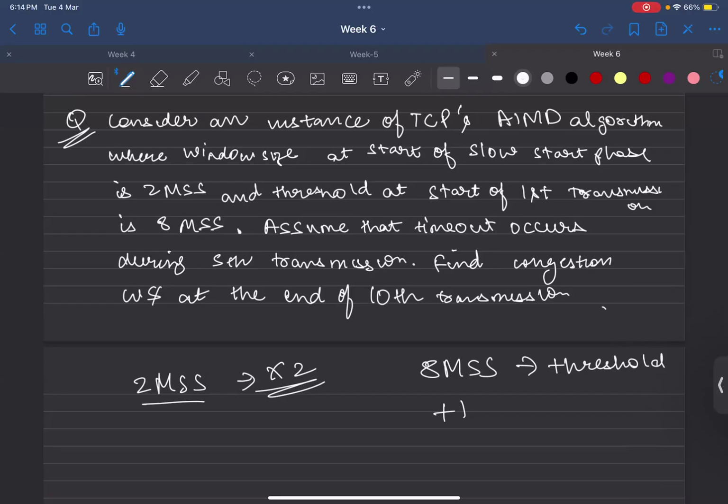Anyone with the answer? What is the congestion window size at the 10th transmission? Ma'am, I think the answer will be 6. No. Who is saying that, by the way? Ma'am, me, Saf. Okay, no, the answer is not 6. What about others? Give it a try again.